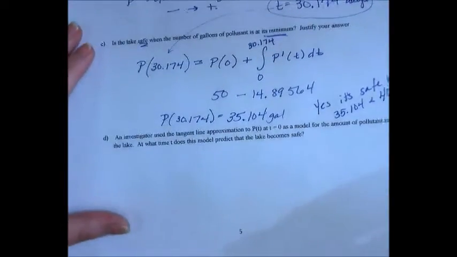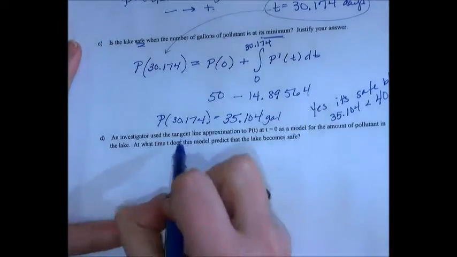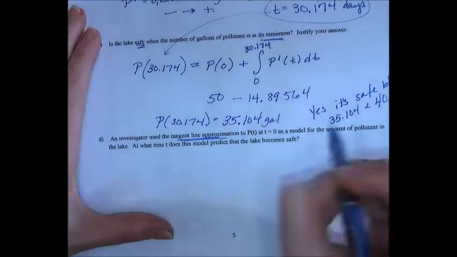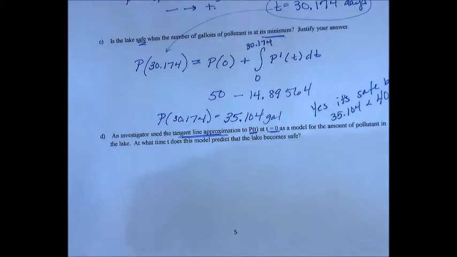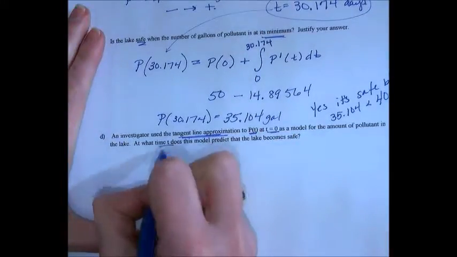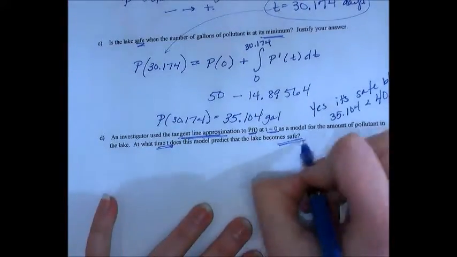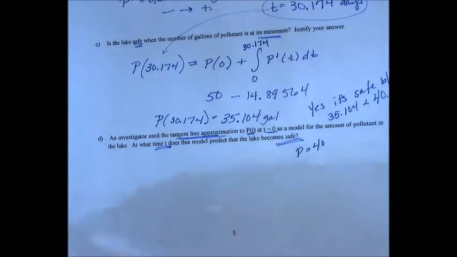Now, part D. An investigator used the tangent line approximation. Tangent line approximation means we need a tangent line equation at t equals 0 as a model for the amount of pollutant in the lake. At what time, we're trying to find t, does the model predict the lake becomes safe? Well, remember, we are safe when the pollutants is 40 or less. That's our safe point, okay?